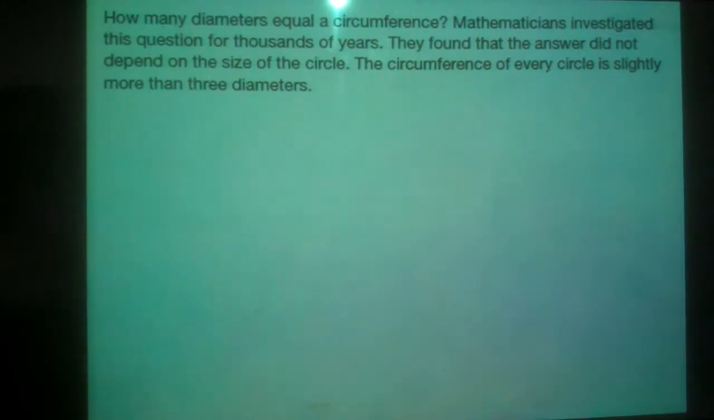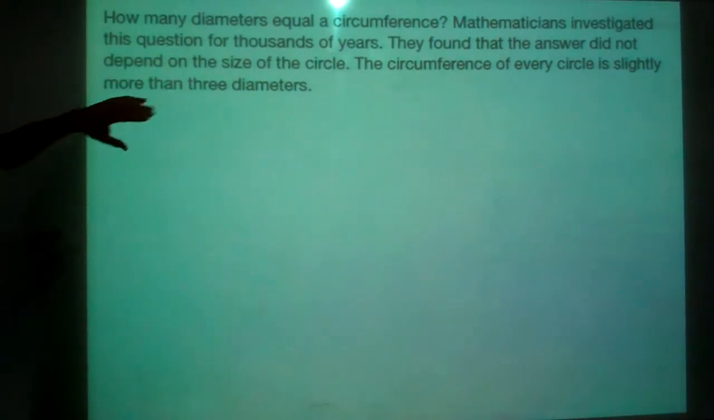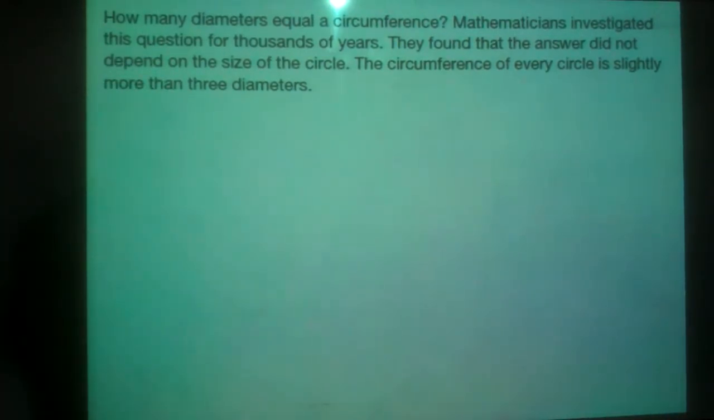So where all this will come into play with the formulas we're going to see today is we're going to get to a special number. Thousands of years ago, mathematicians investigated a question, and it was how many diameters equal the circumference. And they found that the answer did not depend on the size of the circle. The circumference of every circle is slightly more than 3 diameters.